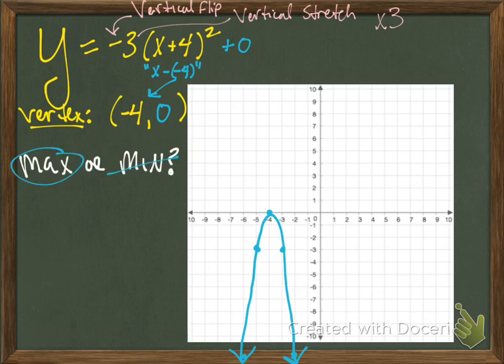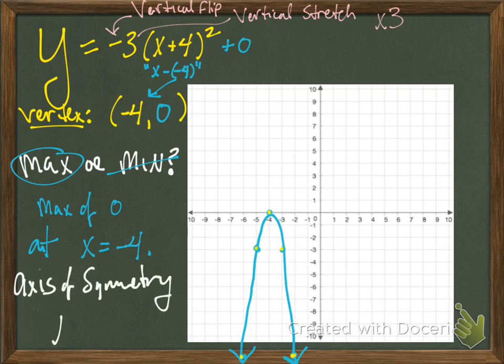So does it have a max or a min? It's got a max because it faces down. And the maximum value is 0, and that occurs at x equals -4. And our axis of symmetry is x equals -4.